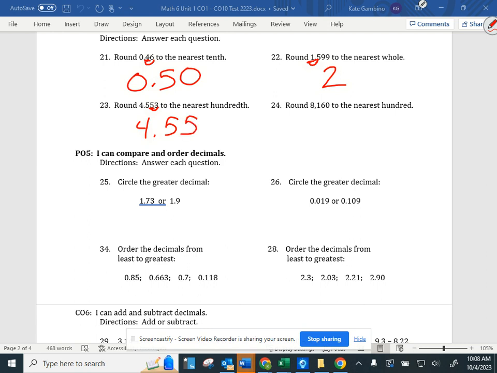And round to the nearest 100. That 1 is in the hundreds place. It's followed by a 6, so we're going to round up. So we have 8,200. We have to fill in those zeros because it's 8,200. Any questions on the rounding?